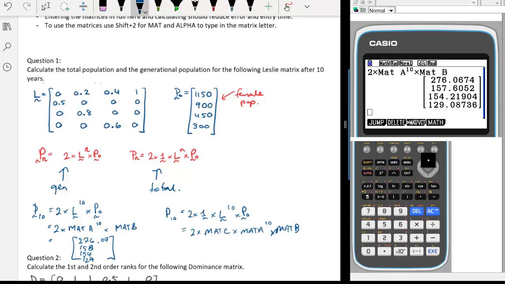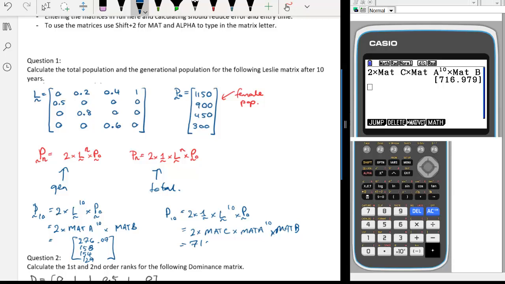Now if I just go up and change this, instead of having to rewrite the whole thing again, I'm just going to enter an extra section in. I'm going to make this 2 times, and we enter matrix C. We do our calculation, and we get 716.97, or approximately 717 for our population.